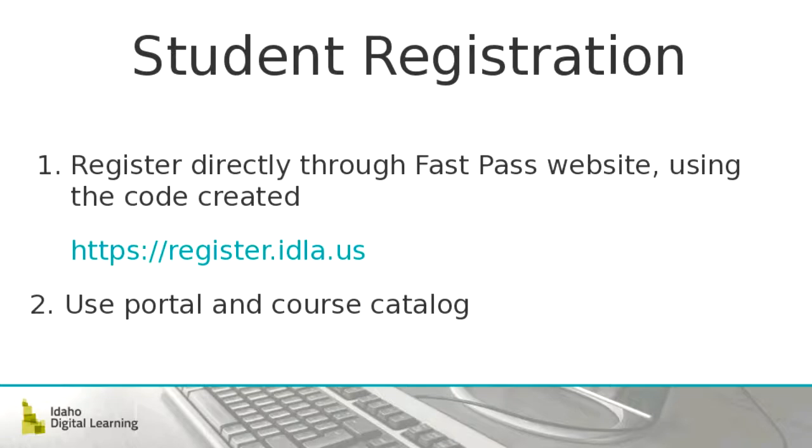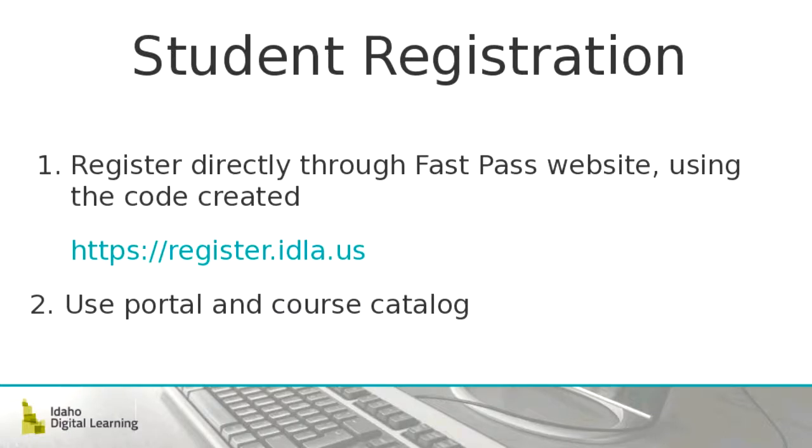So this might be something that you hand out to students. It might be something that you post on a wall outside the counseling office, because again, you are going to have vetting of this. You're going to be the gatekeeper and approve every registration request that comes through. So a student would either go to your portal and go through the course catalog, or they can take that code and go to the FastPass website, which is register.idla.us.